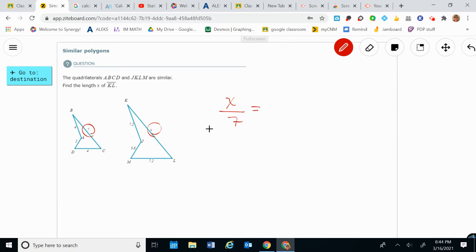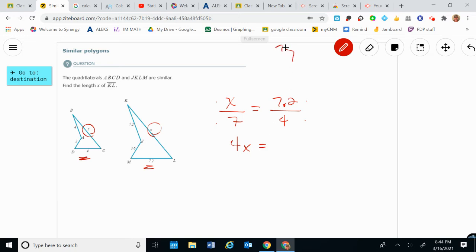I'm going to pick 7.2 over 4. I picked that because it just seemed easy to grab. So I picked this one over this one. Notice I did large over small, okay? And then you can cross multiply and solve.